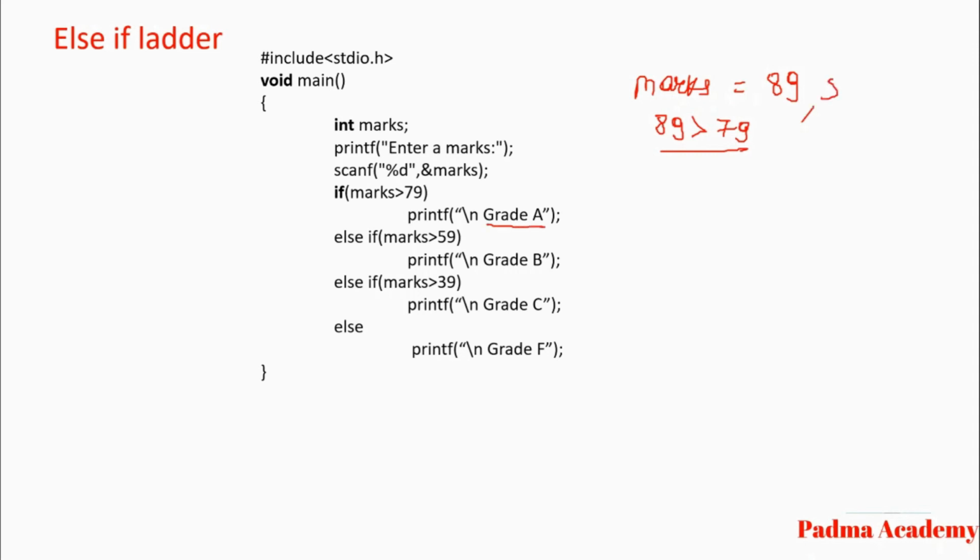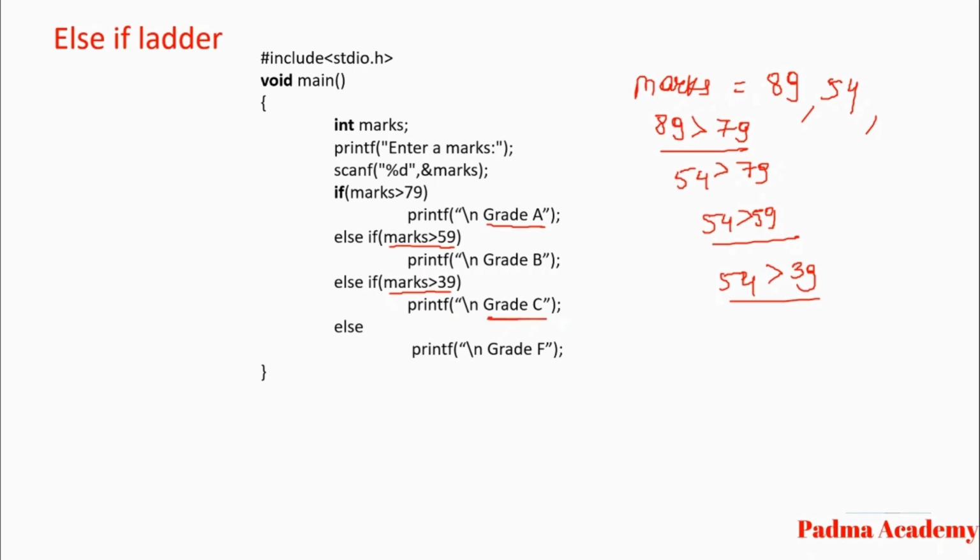Suppose marks is 54. So it will check first if 54 is greater than 79, this condition is false. Then it will check the second condition, that is 54 is greater than 59. So this condition is also false. Then it will check the third condition, marks greater than 39, then 54 greater than 39, yes, this condition is true. Then it will print grade C.